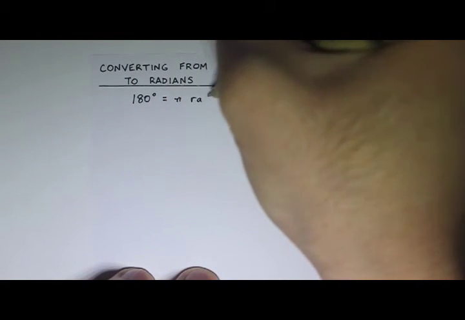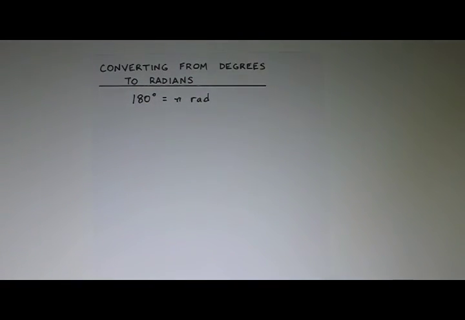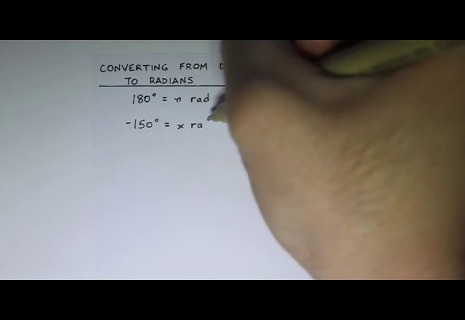Okay, so again, we're going to convert from degrees to radians, and let's write down our conversion here that we know. 180 degrees equals pi radians. So that's the one that you should just kind of remember. It'll help you solve all the other ones. Okay, and let's try maybe, how about negative 150 degrees? And I want to know how many radians that's equal to.